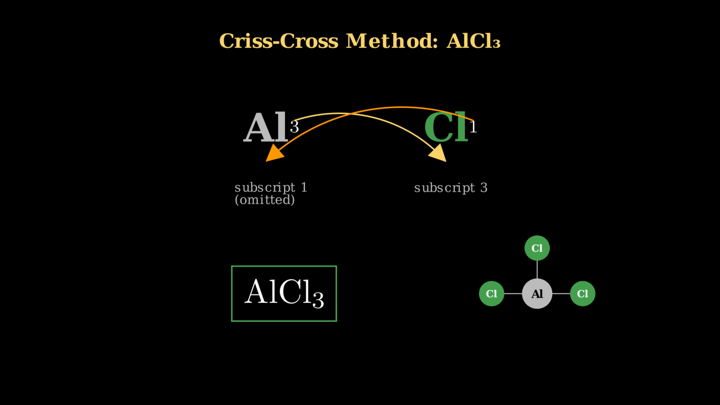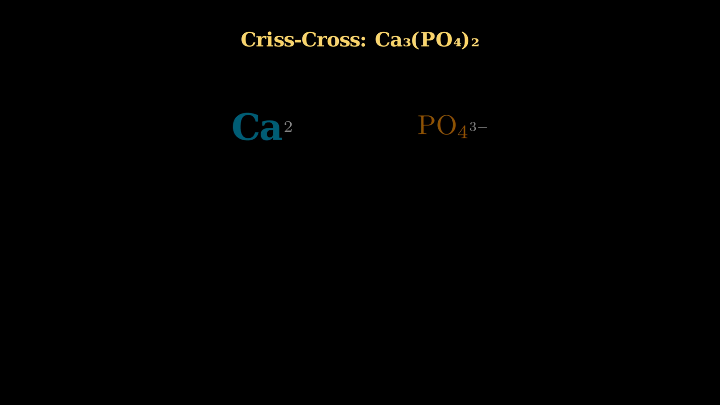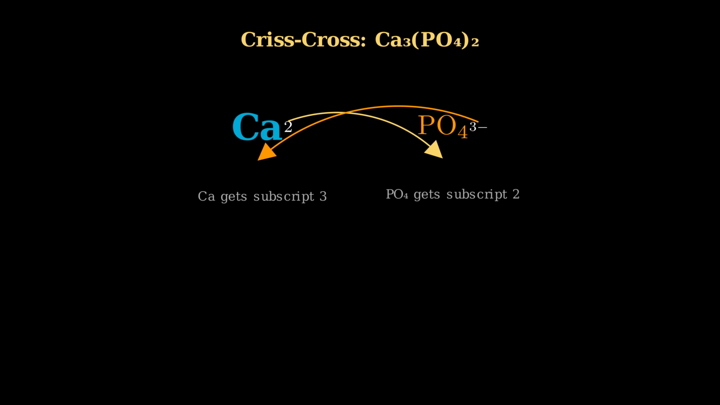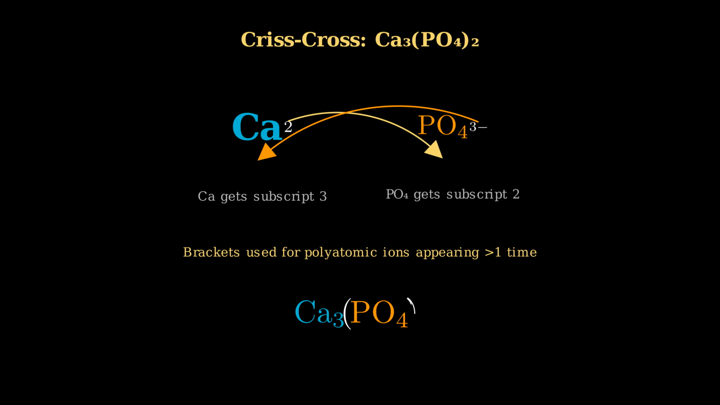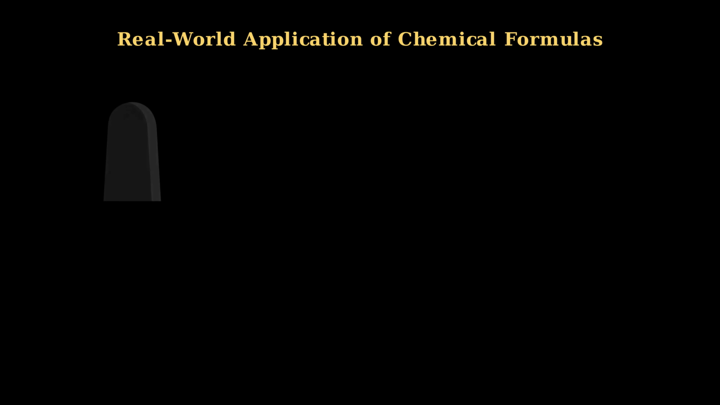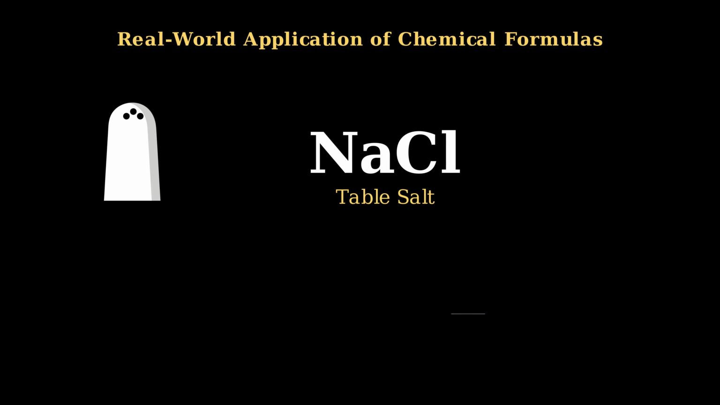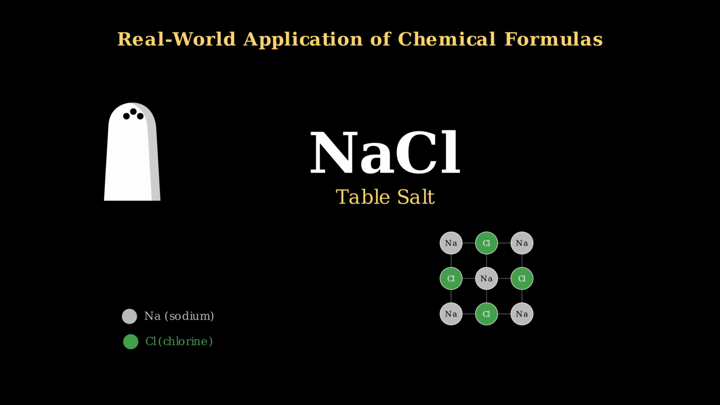Result: AlCl3. When a polyatomic ion like phosphate, PO4 with charge 3 minus, appears more than once, we put it in brackets. Calcium has valency 2, phosphate has valency 3. Cross them over to get Ca3(PO4)2. Chemical formulas are used everywhere in medicine, nutrition labels, environmental reports. When you see NaCl on a salt packet, that's the formula for sodium chloride, one sodium atom bonded to one chlorine atom.